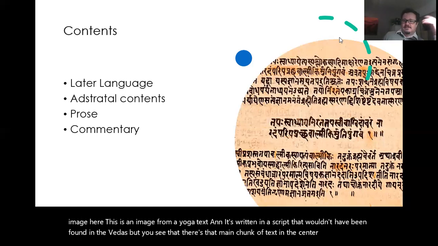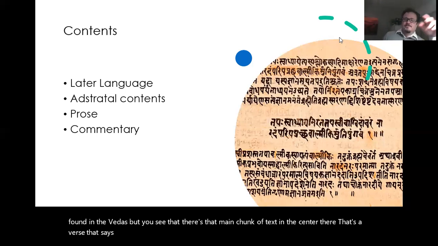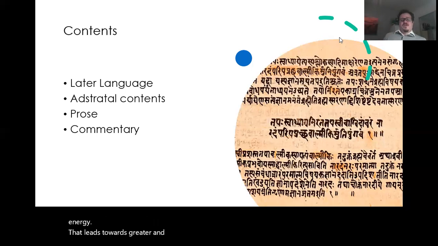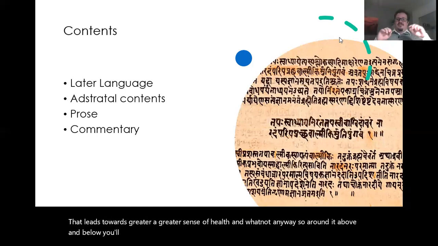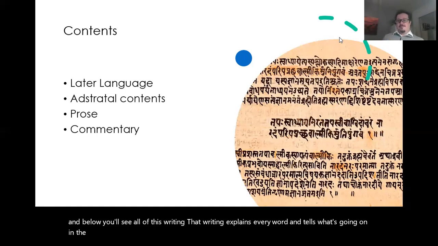That's a verse. It says tapaha swadhyadani, and it's actually talking about generating ascetic energy that leads towards a greater sense of health and whatnot. Anyway, around it, above and below, you'll see all of this writing. That writing explains every word and tells what's going on in the scripture. This is what we call a commentary.